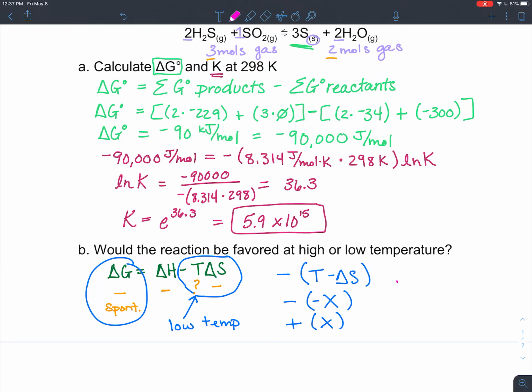So I'm going to write over here, let's grab a different color, favored at low temps. Okay. Kind of keep that in mind.